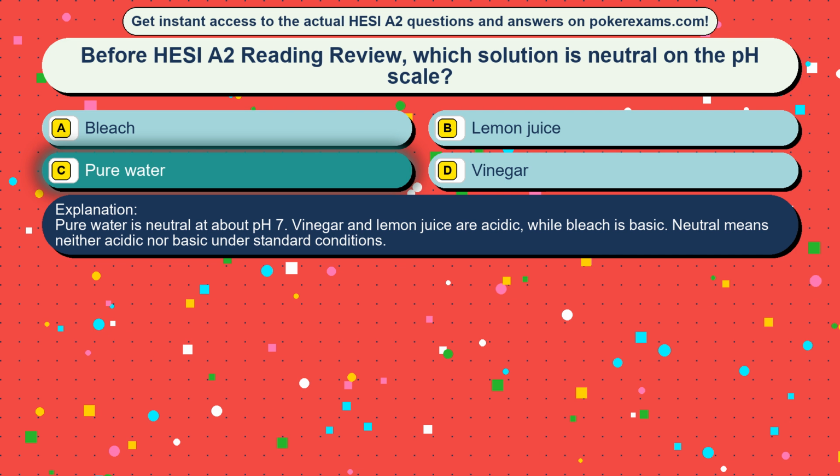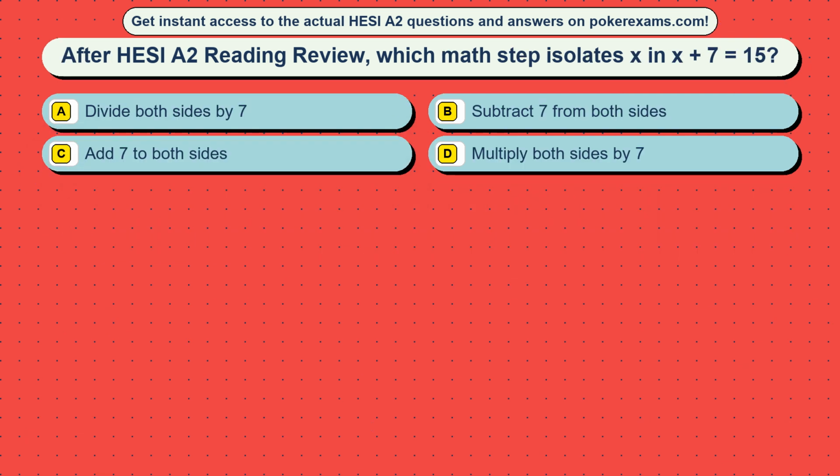Vinegar and lemon juice are acidic, while bleach is basic. Neutral means neither acidic nor basic under standard conditions. Question 16. After HESI A2 reading review, which math step isolates x in x plus 7 equals 15?